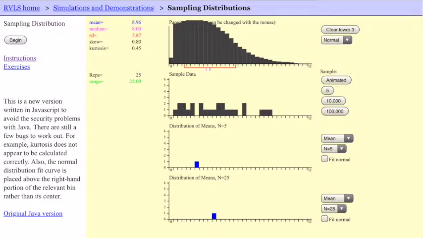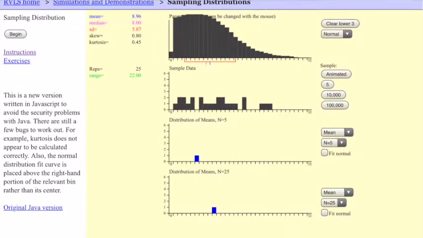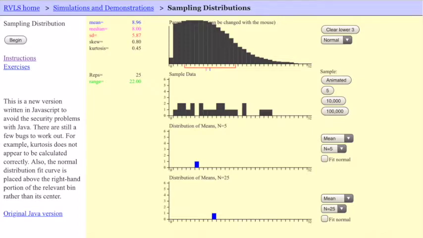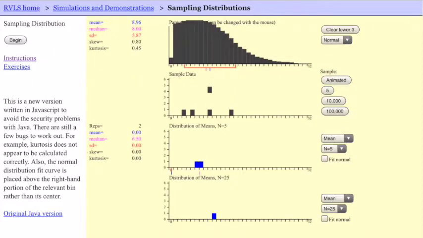So what I just did was one rep. Down here in this first graph, I took a sample of size 5, and down in the bottom graph, I took a sample of size 25. So I'm going to do another one for you. Here's the sample of size 5, and I took the mean of that sample, and it drops down. And this is the sample of size 25, and we'll take the mean of that, and it will drop down.